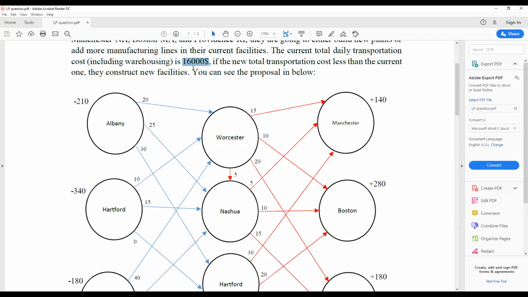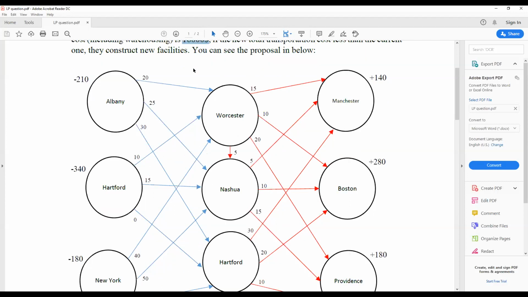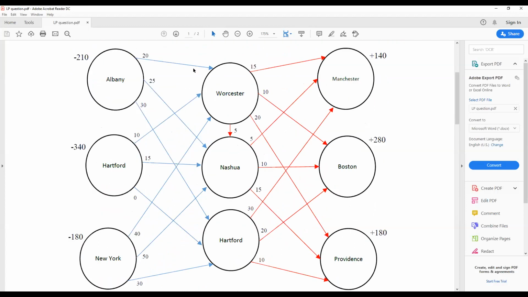so it makes sense to make such facilities. Otherwise, it doesn't make sense because they have some construction costs, and on top of that, they are investing in the construction. They want to have less transportation costs. Otherwise, it doesn't make sense at all.